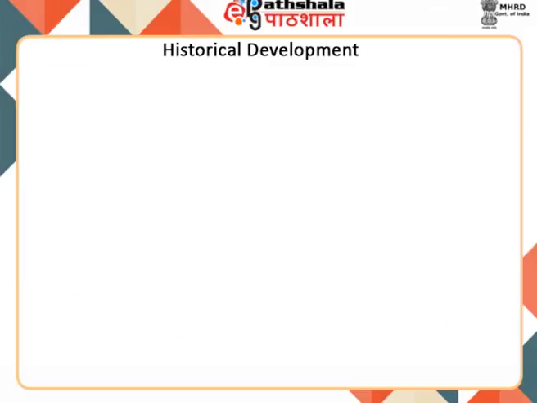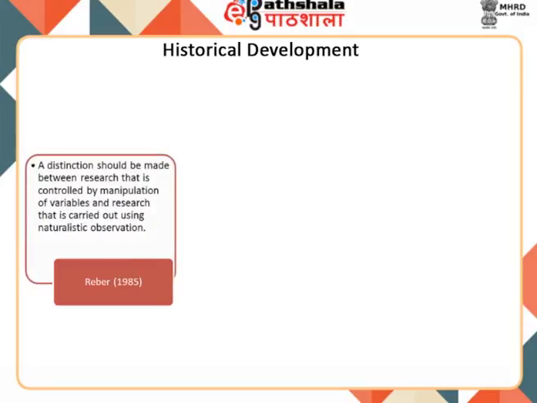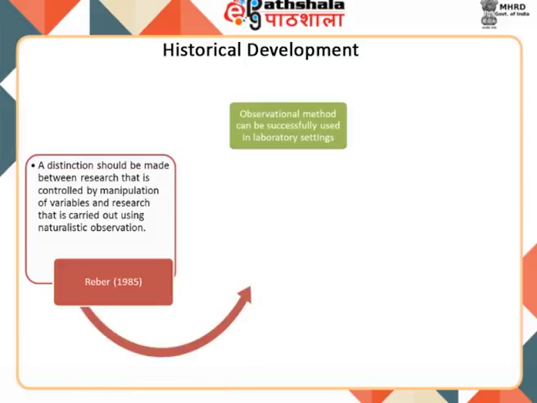The term observation derives from Latin meaning to watch, to attend to. Reber, in 1985, extends this definition and points out all psychological methods involve observation, but stresses that a distinction should be made between research that is controlled by manipulation of the independent variables and research that is carried out using naturalistic observation. It was stressed, however, that the observational method can be successfully used in laboratory settings.